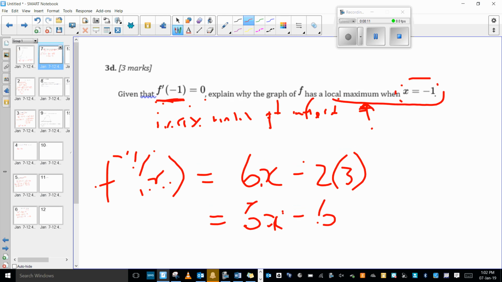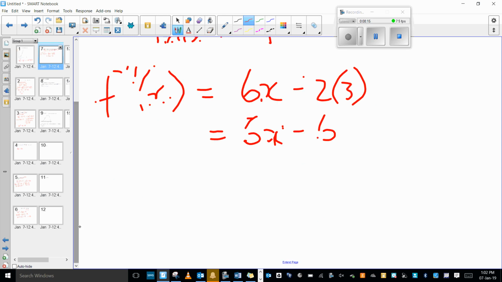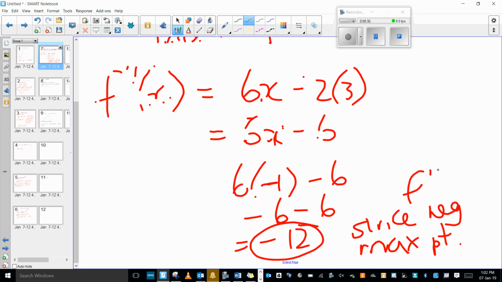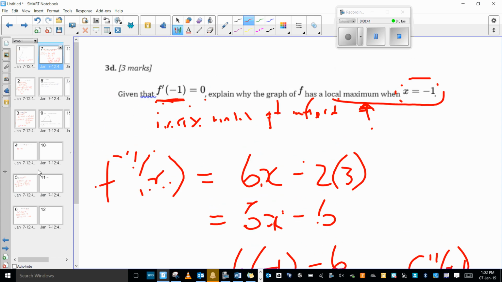To find the nature of the turning point, we substitute negative 1 in. So we've got 6 lots of negative 1, which is negative 6, so that's negative 12. Now, since this value is negative, it means it's a maximum point. Since the second derivative is negative, it's a maximum point. So we have shown that it's a maximum.